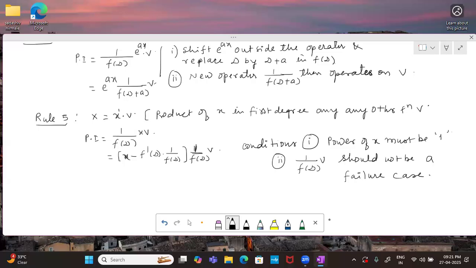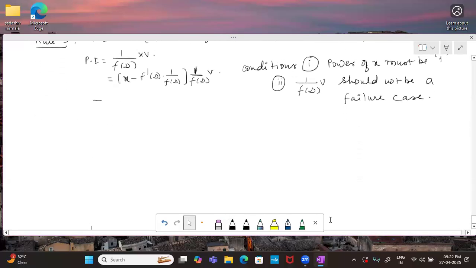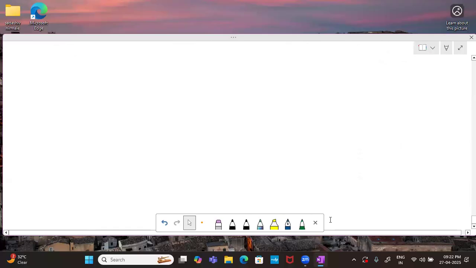Now, okay, so these are the 5 rules in the shortcut method. Just remember the rules and how to apply them. And if we cannot find the PI by the shortcut method, or the given function does not belong to the shortcut one, then we have to use the general method, and that is the second one, the general method.